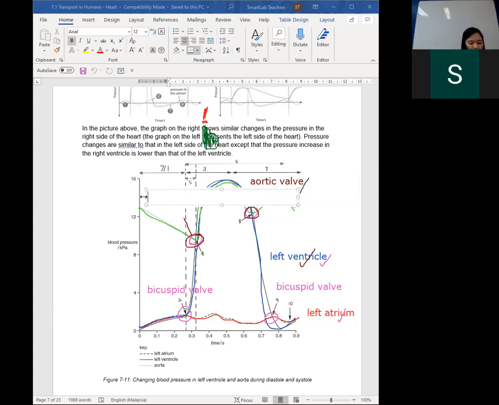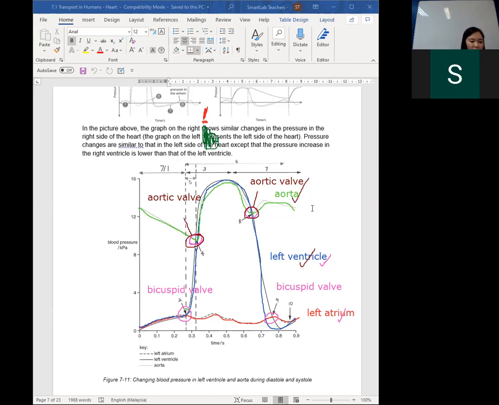So we'll do this step by step. First, we identify what this line belongs to. For example, the one at the bottom, the one in red, refers to the left atrium. The one in blue refers to the left ventricle. The one in green refers to the aorta.